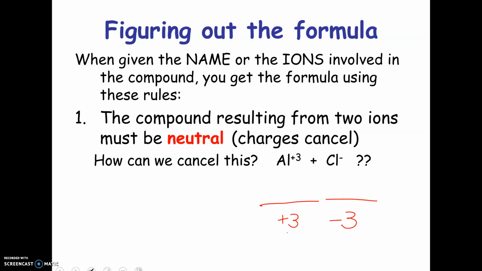So what ratio of aluminums to chlorides would cancel the charge? Well, you would need 3 chlorides, right? 3 chlorides would give us a -3 charge. So our formula for aluminum chloride would be AlCl3. 3 chlorides for each aluminum ion.